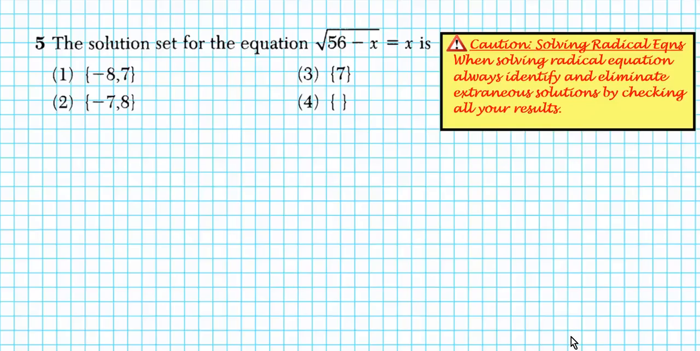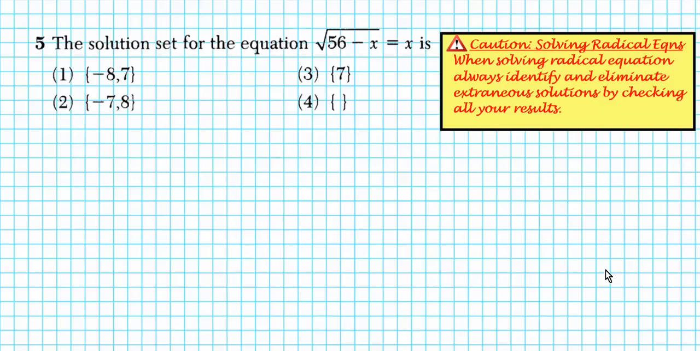Alright, let's take a look at question number 5, the last one in this review installment. It says the solution set for the equation root 56 minus x equals x is. Now, one thing you want to keep in mind when solving radical equations is that you always want to identify and eliminate extraneous solutions by checking all your results. That's very important because there are constraints on the domain of the radical function.